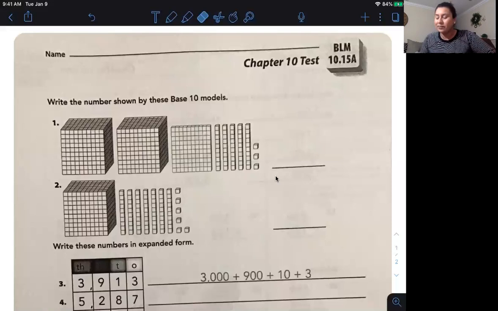All right. Okay, friends, let's walk through this. At the top, it says write the numbers shown by the base 10 blocks. Well, that's pretty easy. All you're going to do is count the numbers. How many base 10 blocks are these? And then write your full number.